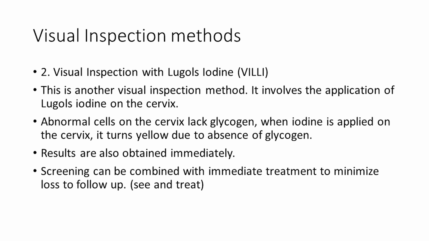Another screening method is visual inspection with Lugol's iodine. It involves the application of Lugol's iodine onto the cervix. Abnormal cells on the cervix lack glycogen. So when iodine is applied on the cervix, it turns yellow due to the absence of glycogen. Normally, it's supposed to turn dark brown, but because there is no glycogen in abnormal cells, it turns yellow. So results are also obtained immediately, 1 minute after application of the Lugol's iodine on the cervix.